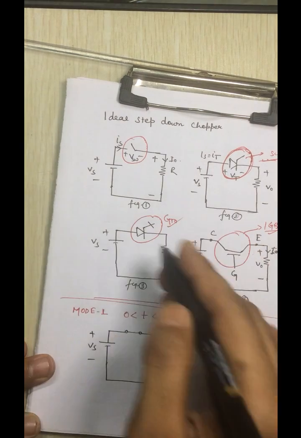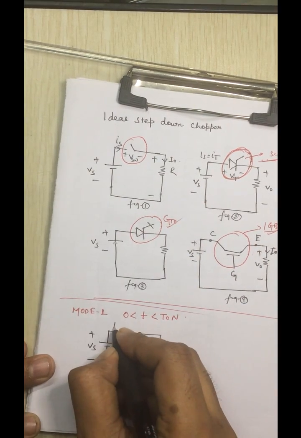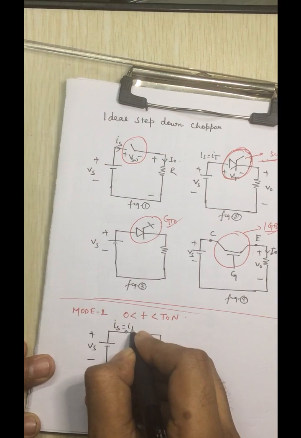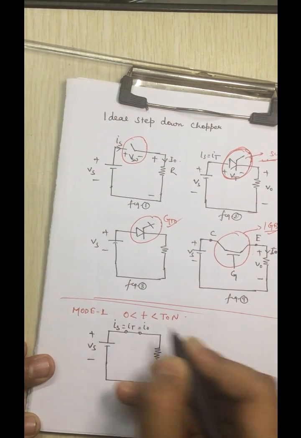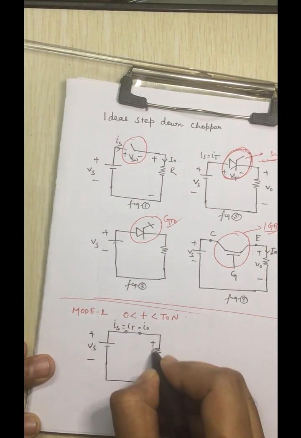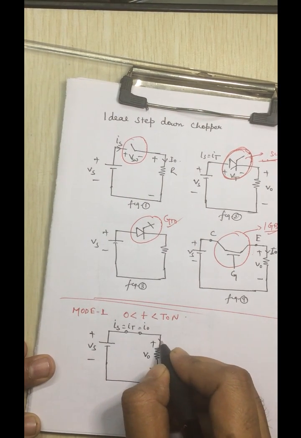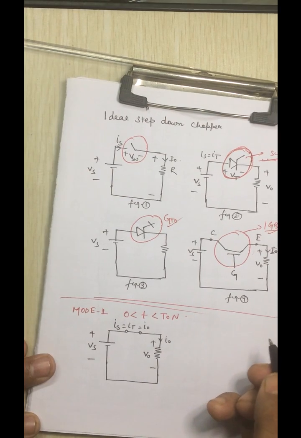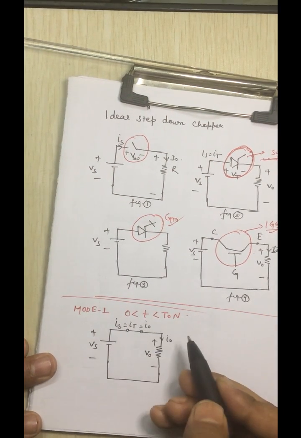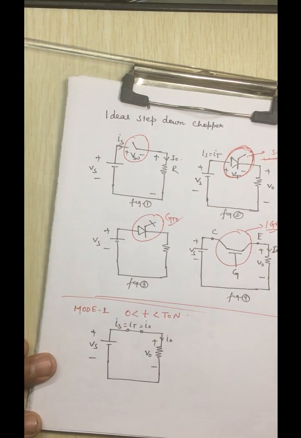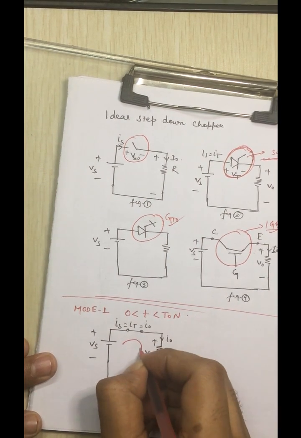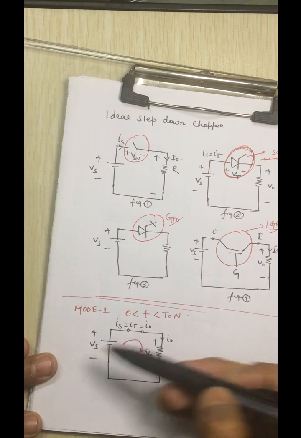You can take any one of the figures. IS equals IT equals I0. This is plus minus V output, the voltage across the load. This is the I0. So when we are making this circuit, what is happening in the circuit? If we apply the KVL, what are we able to see?